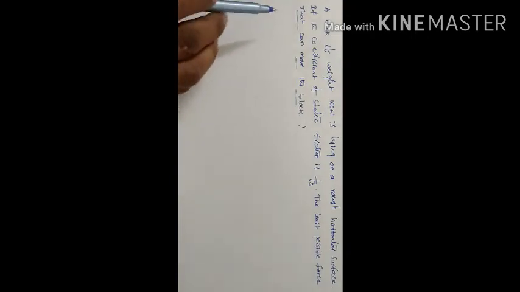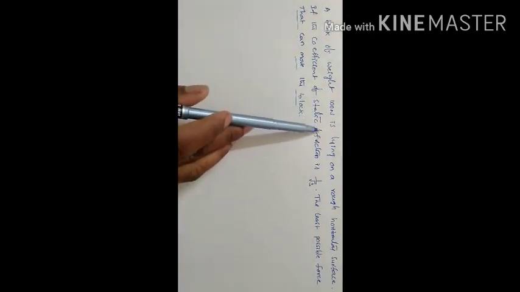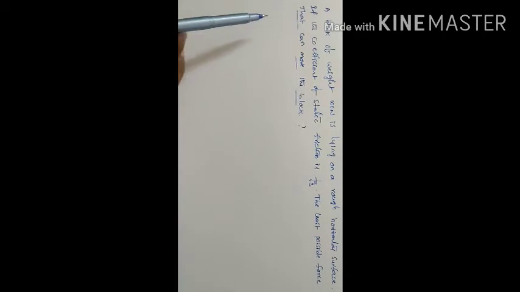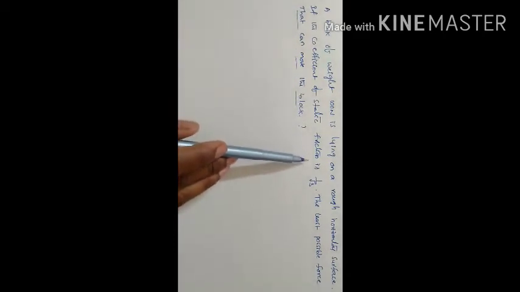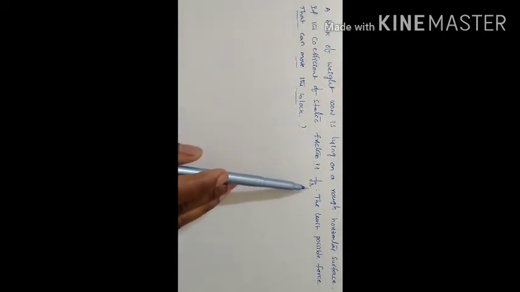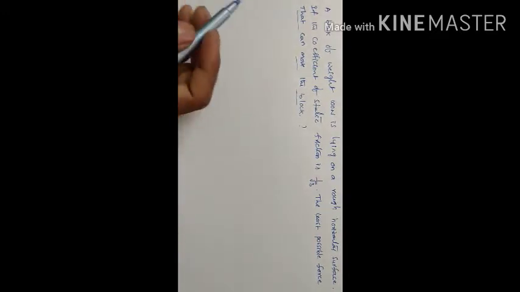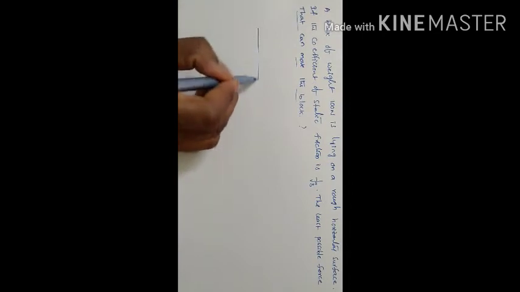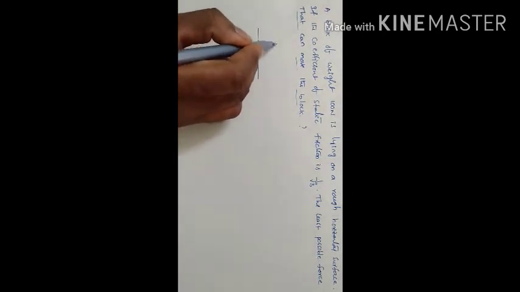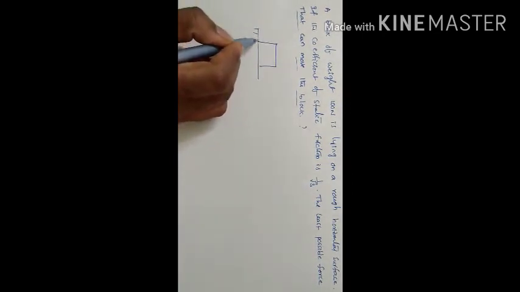A block of weight 100 newtons is lying on a rough horizontal surface. If the coefficient of static friction is 1 by root 3, the least possible force that can move the block is... Let us assume a block is placed here on a rough horizontal surface.